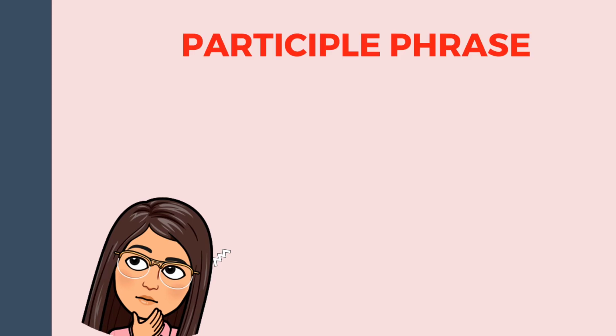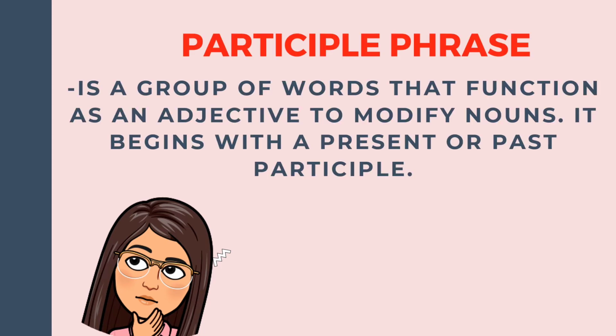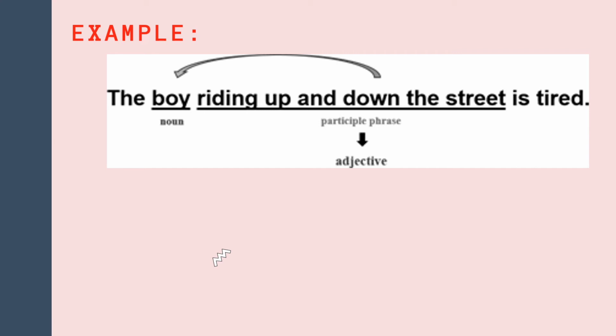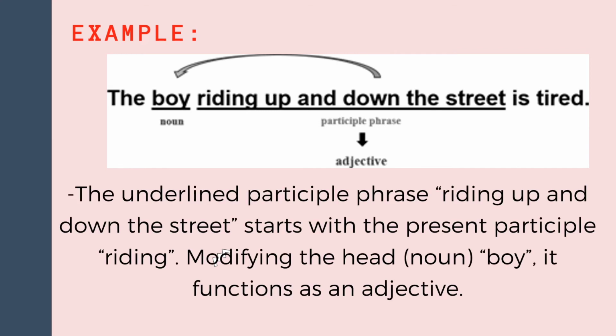The last type of phrasal modifier is participle phrase. It is a group of words that function as an adjective to modify nouns. It begins with a present or past participle. For example, the boy riding up and down the street is tired. The underlined participle phrase riding up and down the street starts with the present participle riding. Modifying the head or the noun boy, it functions as an adjective.